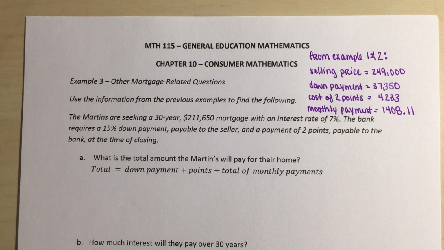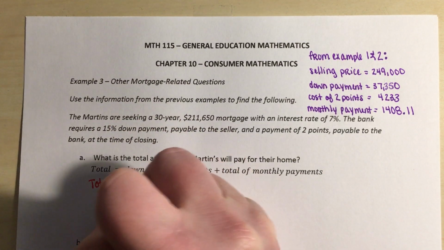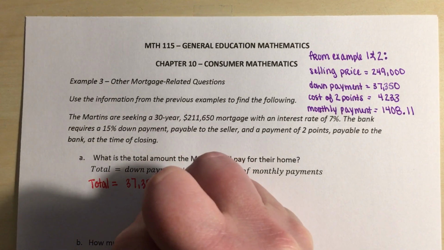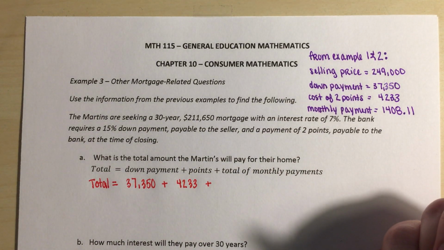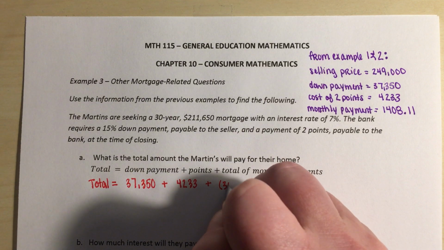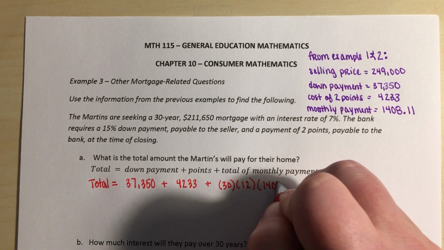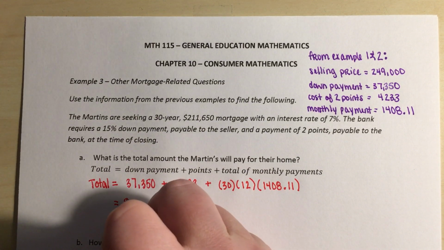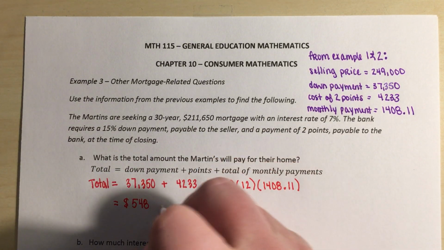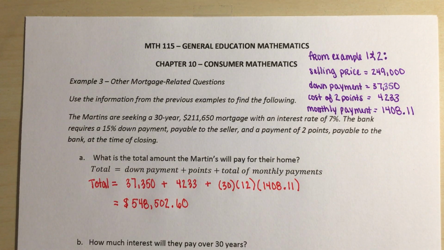All right, so our total is going to be the down payment plus the points plus the total of our monthly payments. So the down payment, $37,350, plus the points, $4,233, plus the total amount of monthly payments. So we're going to multiply a few numbers here. We have a 30-year mortgage times 12 payments a year times the amount of the monthly mortgage payment, $1,408.11. Right, so we're going to plug this into the calculator. Again, you can do the multiplication first and then the addition, or plug it in all at once. And we end up with a total of $548,502.60. Notice that is drastically higher than the original selling price.